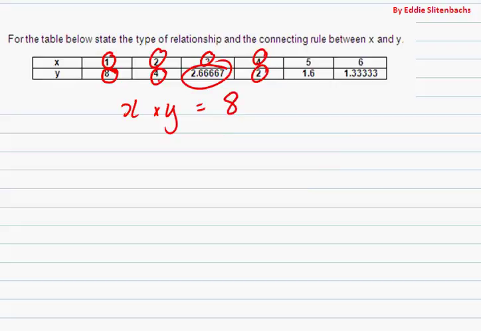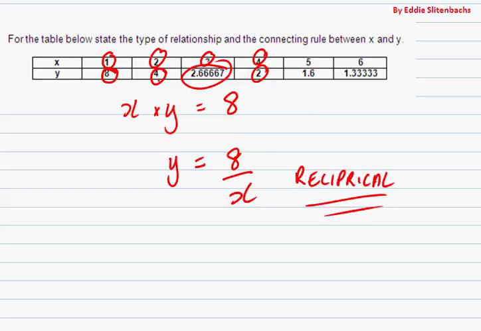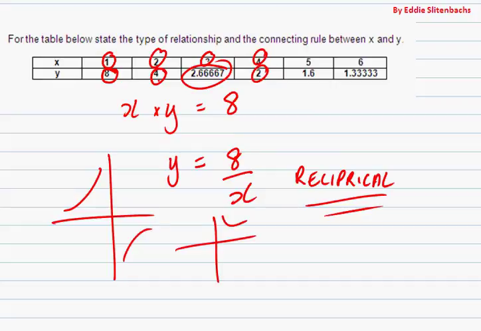So x times y equals 8, so we write it as y equals 8 divided by x, a reciprocal function. Okay, now reciprocal will graph in our quadrants either like that or like that.